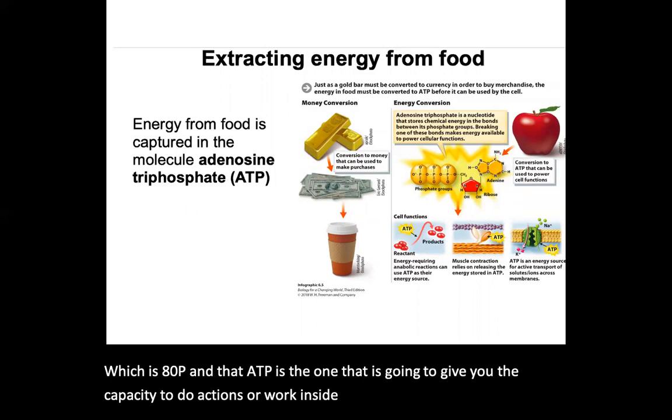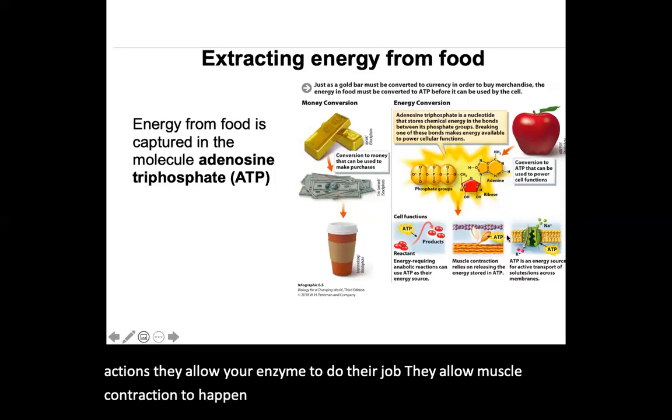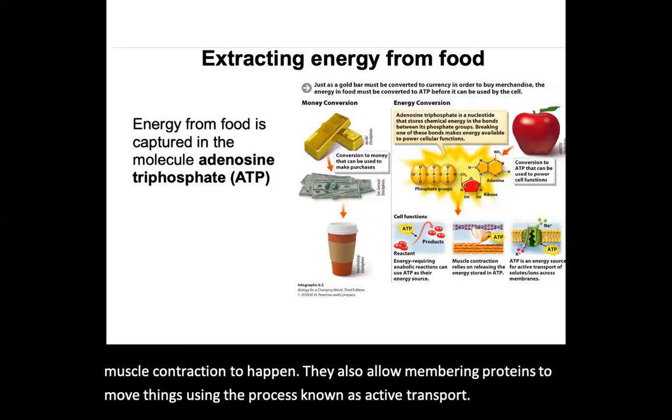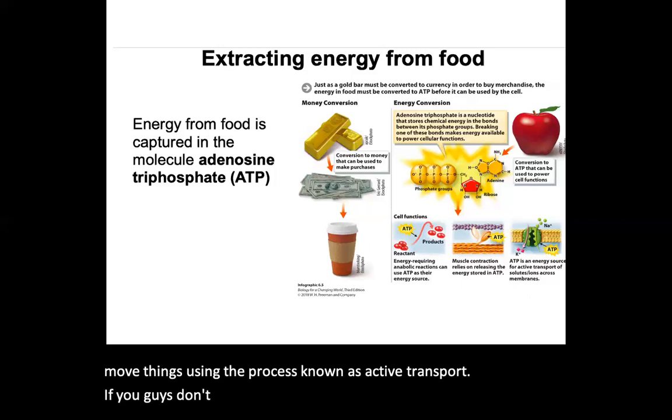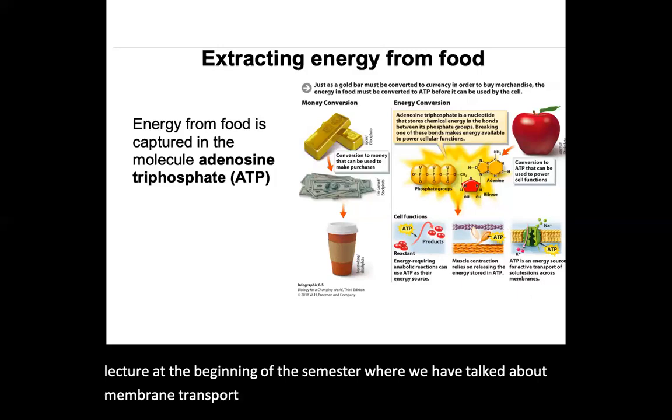What are some of those actions? They allow your enzymes to do their job. They allow muscle contraction to happen. They also allow membrane proteins to move things using the process known as active transport. Now, if you don't recall active transport, you can go back to your cell lecture at the beginning of the semester, where we talked about membrane transport in detail, categorizing it into passive and active.